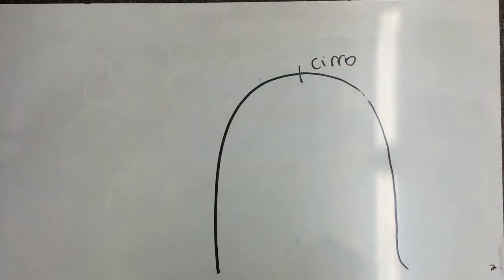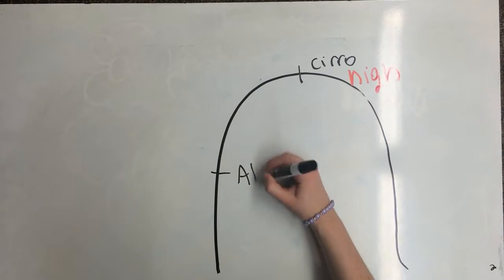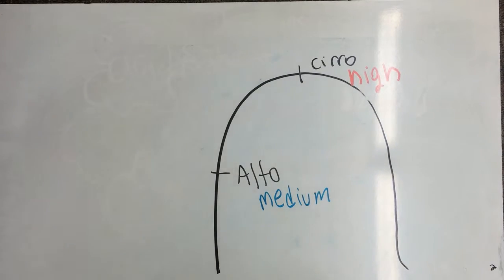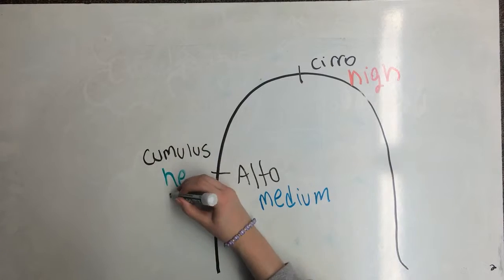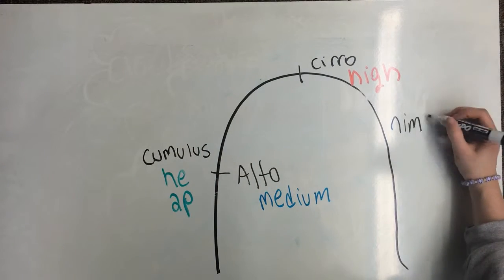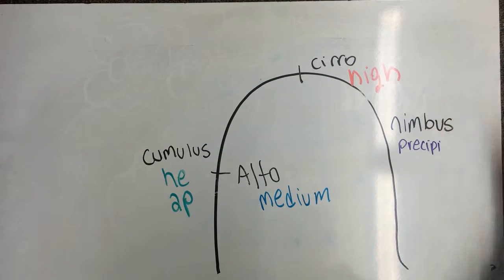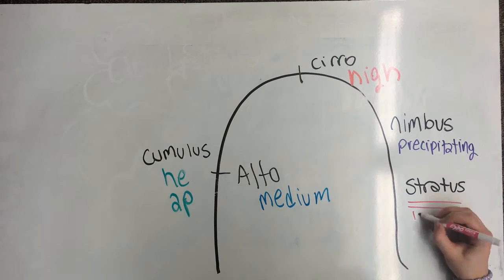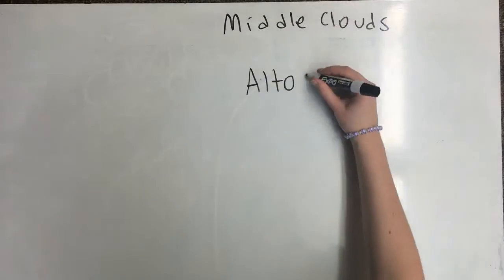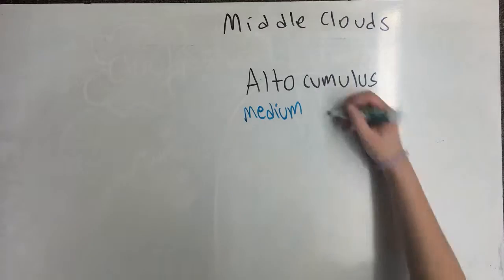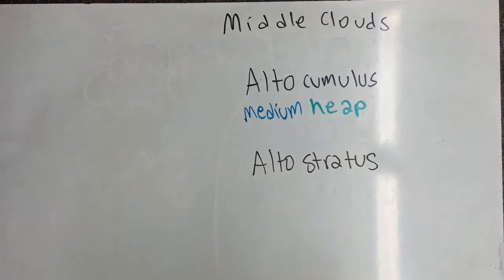First, let's look at the Latin roots and make sure we know what they mean. Cirro means high, alto means medium, cumulus means heap, and nimbus means precipitating. Last is stratus, which just means layer. The middle clouds are altocumulus, which means medium heap, and altostratus, which means medium layer.